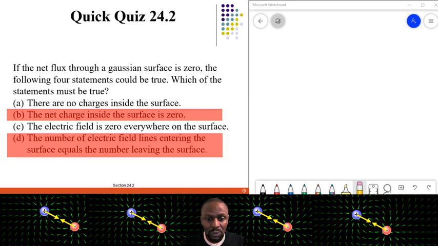Now, to further illustrate that, we know that the electric flux is given as Q enclosed divided by epsilon naught. Now, if the Q enclosed is zero, therefore the flux will always be equal to zero. All right.